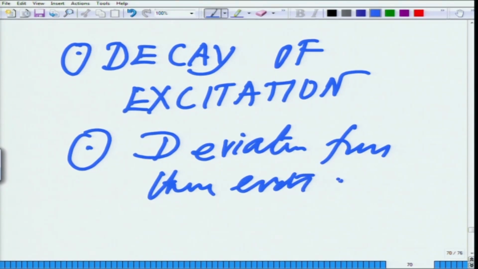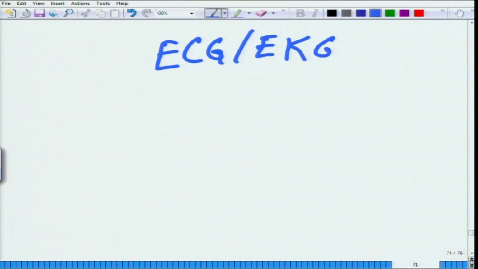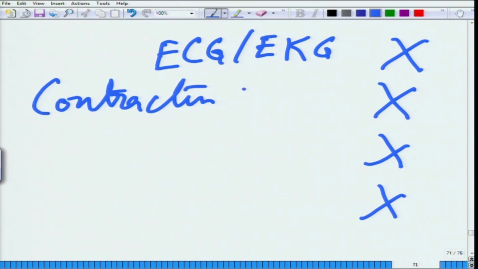What can EKG not tell you? This is very important. What can ECG or EKG not tell? This information cannot come from an EKG. This is what it cannot tell you: contraction and pumping efficiency.